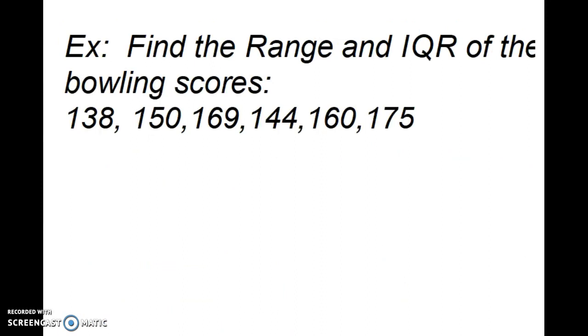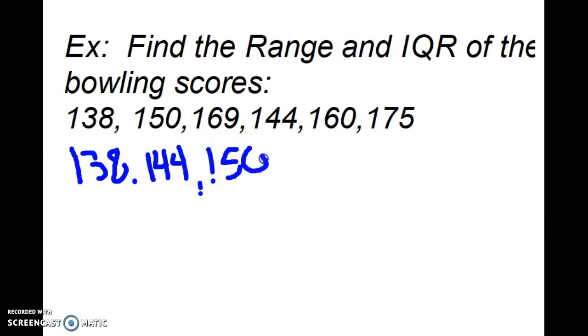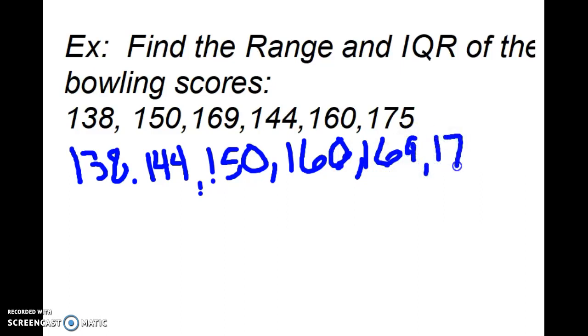Okay, so basically what we're going to do is find our median of our entire set of data. Remember, we have to put them in order from least to greatest first, and these aren't quite in order. So we've got 138, 144, 150, 160, 169, and 175. Okay, so I got all of them in here.